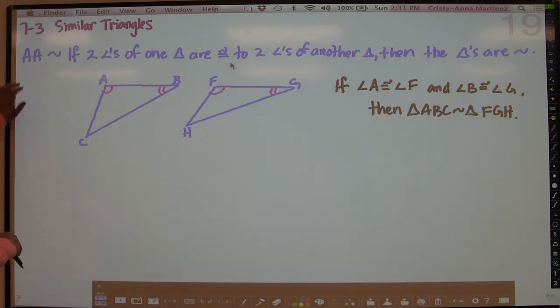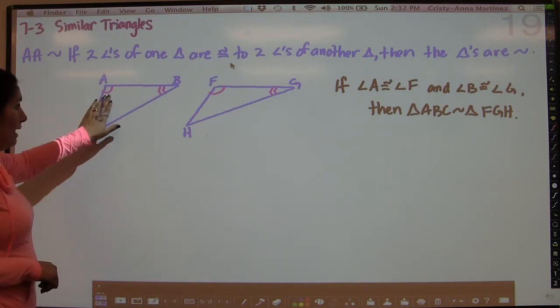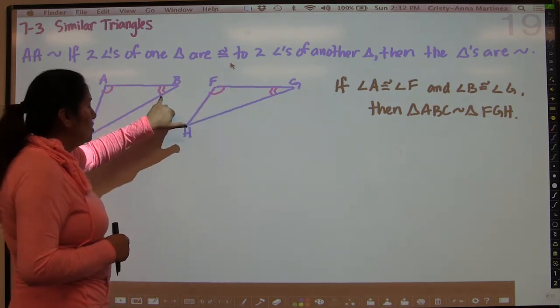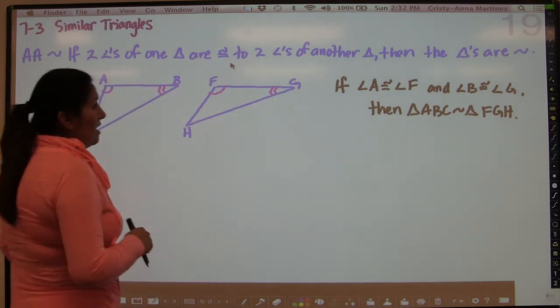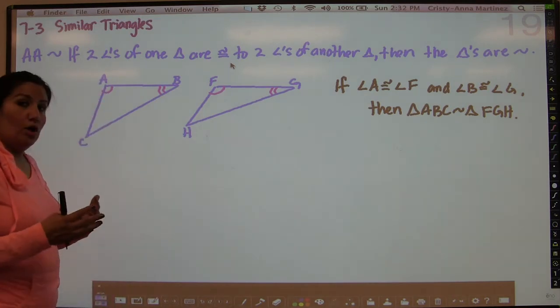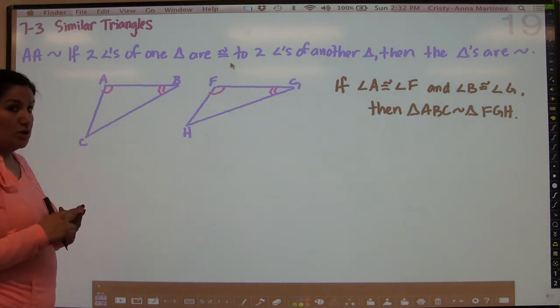So in this case, we have our first postulate, which is the angle-angle similarity. It says that if two angles of one triangle are congruent to two angles of another triangle, then the triangles are similar. So in other words, like in this example, if angle A is congruent to angle F, because they have one arc there, and angle B with two arcs is congruent to angle G with two arcs, then triangle ABC is similar to triangle FGH. So that means that we don't have to go and check all of the proportional sides or anything. We can just base it off of those two things.